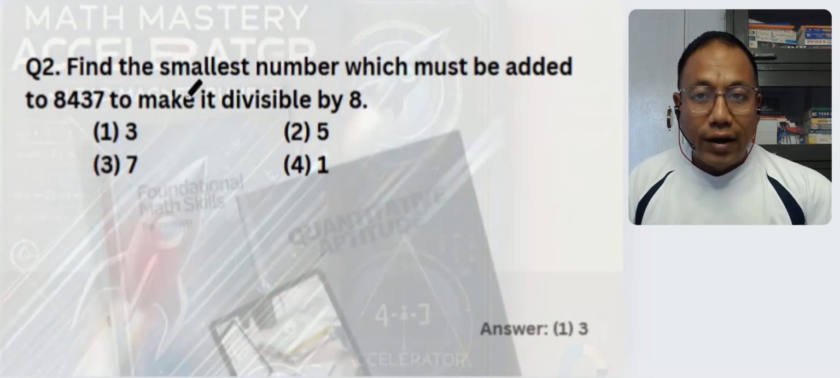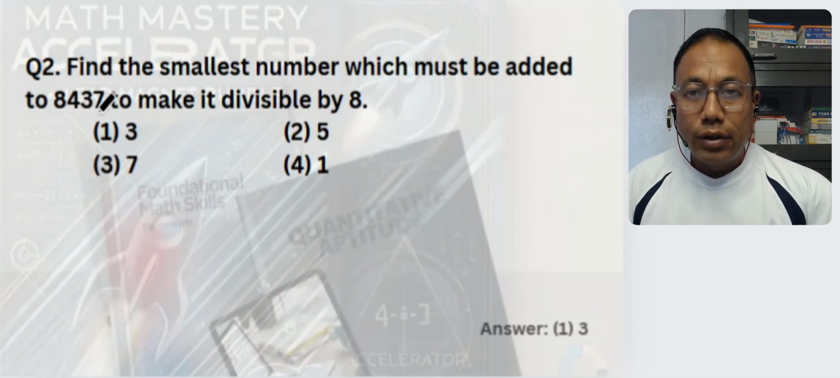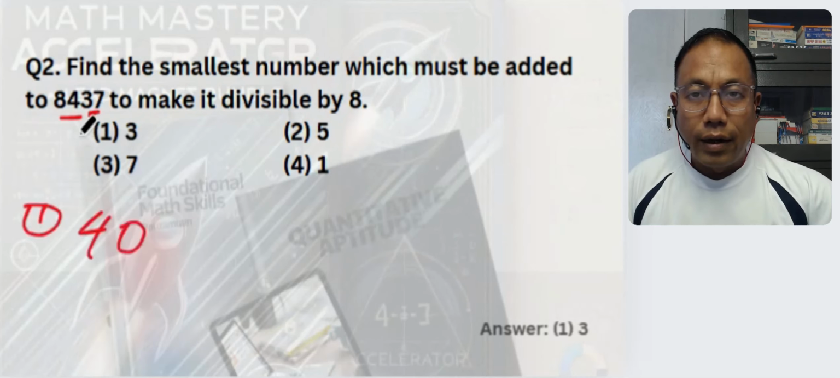Question number 2. Find the smallest number which must be added to 8437 to make it divisible by 8. Here, hundreds place is 4. Therefore, option 1. Last two digits is 37. 37 plus 3 is 40, which is divisible by 8. 8 5s are 40. Option 1 is the right answer.